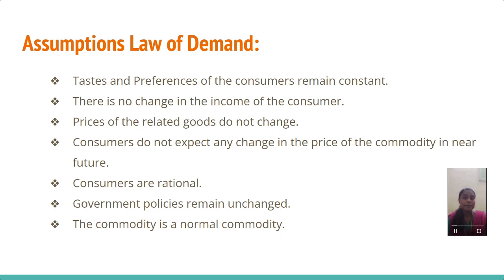Okay, there are some assumptions in the law of demand. For example, the demanded commodity is a normal commodity and the income of the consumers is constant. Then the price of the related goods remains constant and the taste and preferences of the consumers are not changing over a period of time. Last is the customers do not expect any change in price of the commodity in the upcoming weeks. Apart from these, the government policies should also remain constant.